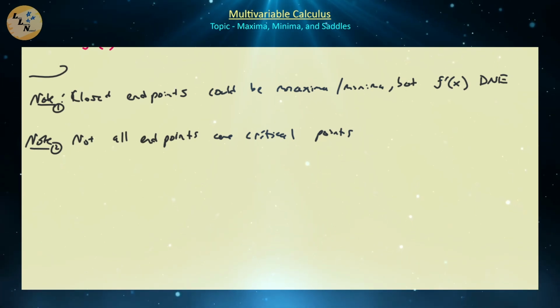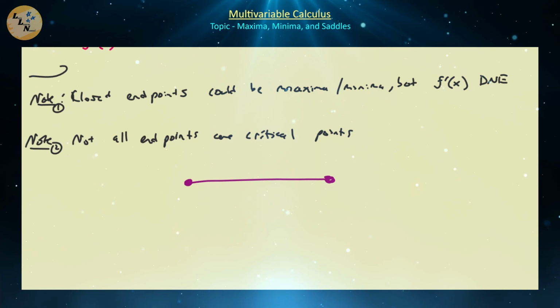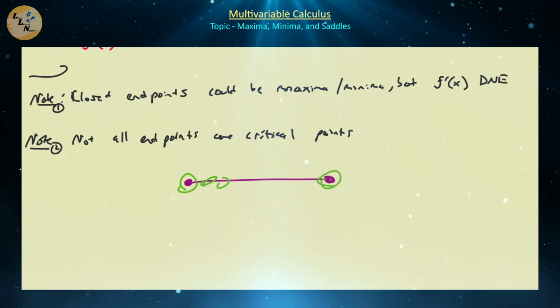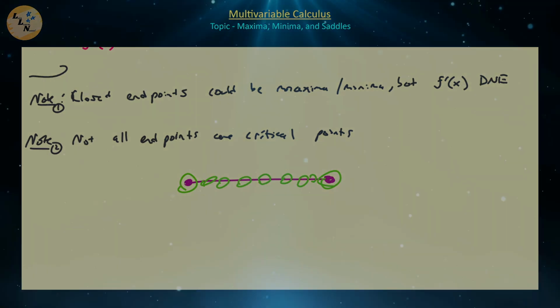Can you pause this video and think of an example where not all endpoints are critical points? Probably the easiest example would be a horizontal line. Because if you classify that as a local max, then that means every other point on that line is a local max too. That is definitely something you need to keep in the back of your mind.